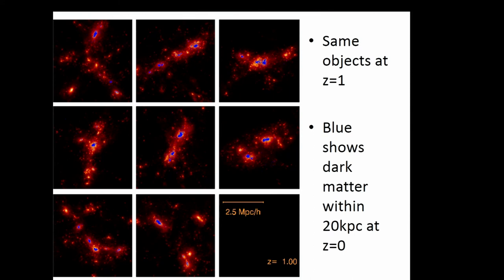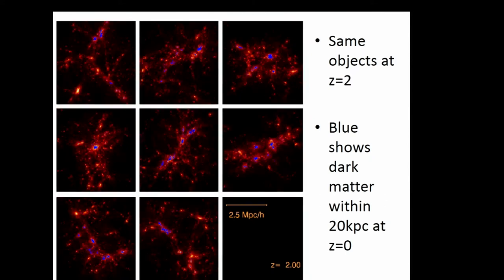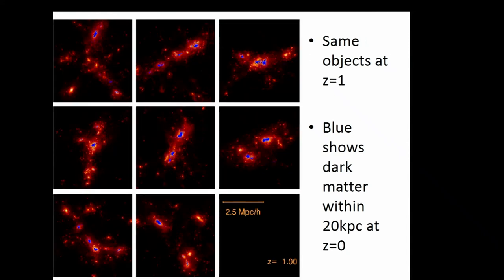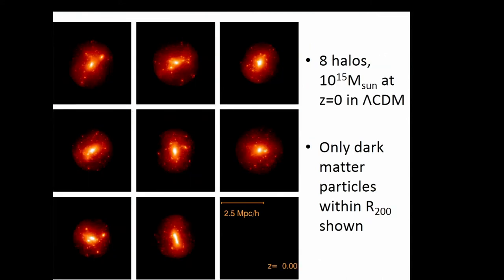you can see that the object is in a lot of pieces, just like in the movie. At the earlier time, they were in lots of pieces. At a still earlier time, still more pieces. Doesn't look at all spherical. Okay. But the blue are the particles that at redshift 0 are in the center of the final object. So they are in the center of the object at redshift 1, and then they end up at the center of the objects at redshift 0.